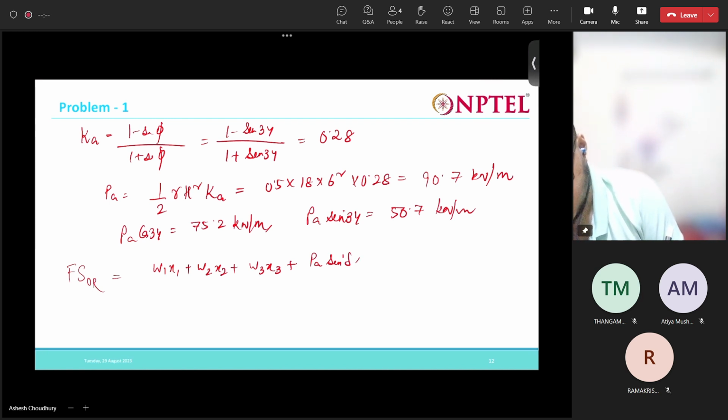into how much. Wait, I will explain it to you one by one, okay? Let me just write it down and explain it to you one by one. Now, these W1, W2, W3, what are these? These are the weights of each soil block.